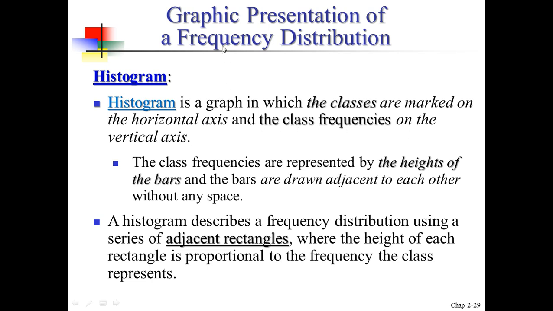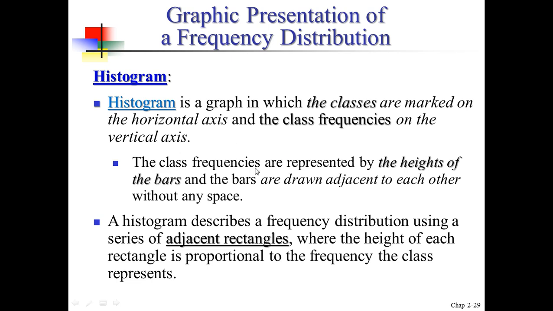What is the vertical axis? The vertical axis is like here, up and down. This is horizontal, left to right or right to left. But when we talk about vertical, it is bottom to up or up to bottom. This is the vertical axis. In order to draw a histogram, you need to put the classes or groups or categories that we study from our table on the horizontal axis and the class frequency on the vertical axis.